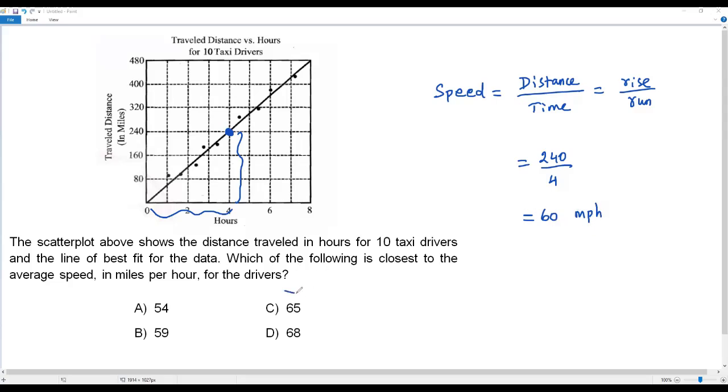Okay, when I go over the options here, the value which is closest to this 60 is 59, that we have in option B. So the correct answer choice for this question is option B.